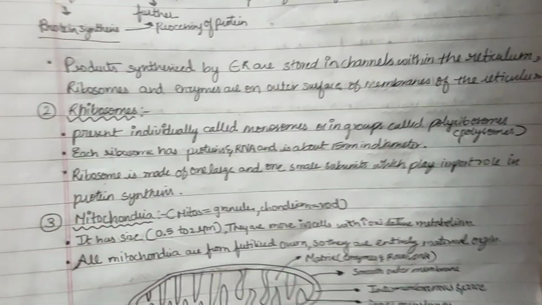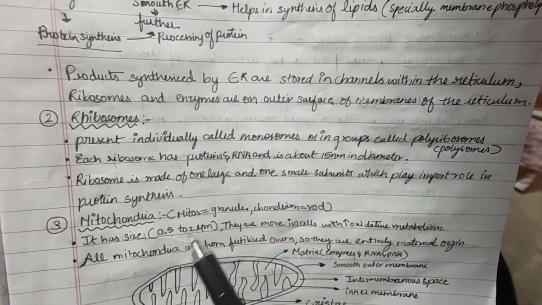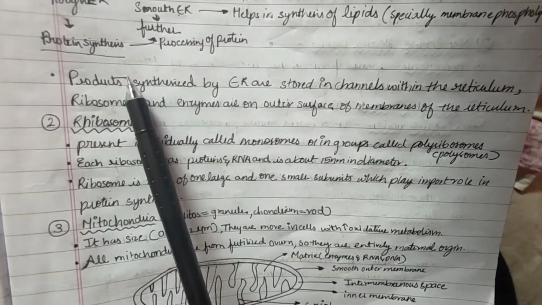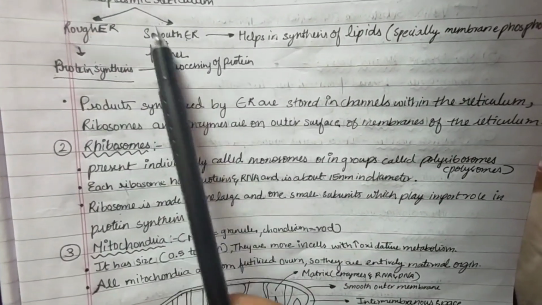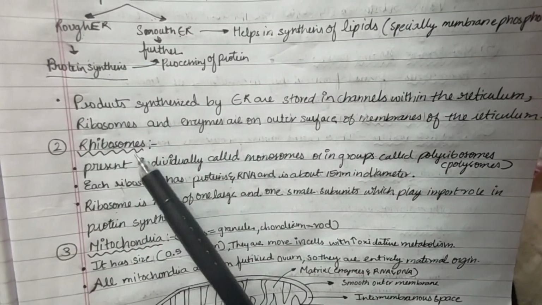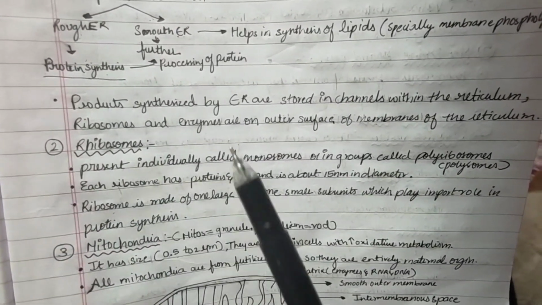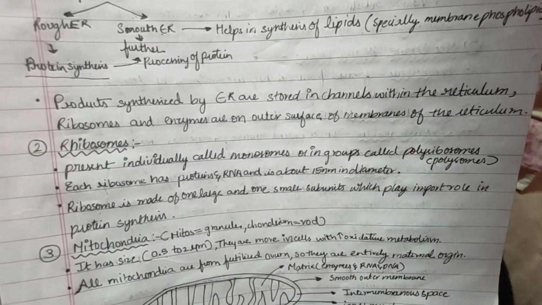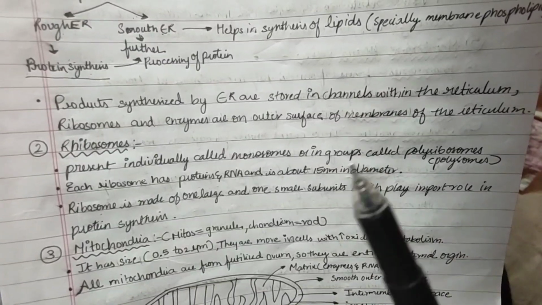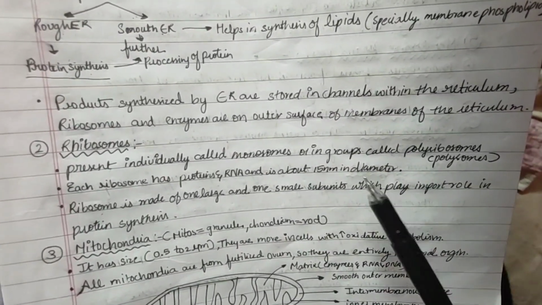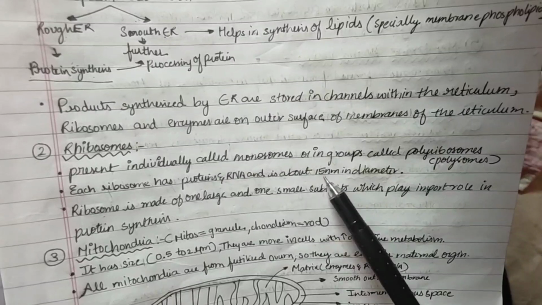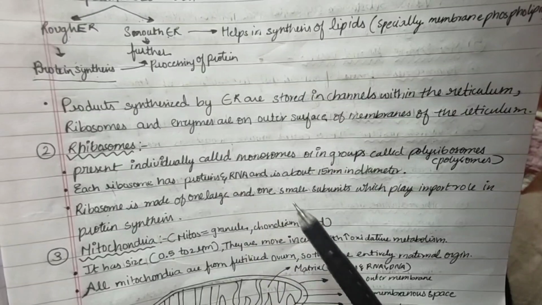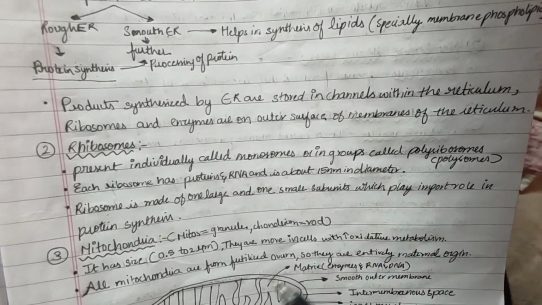Now the second organelle is ribosomes. They are present individually. As we saw already, ribosomes are present in rough endoplasmic reticulum. Besides that, they are also present in the cells individually or in groups. If they are present individually, they are known as monosomes, or in groups they are called polyribosomes or polysomes. Each ribosome has protein as well as RNA, and it is about 15 nanometer in diameter. A ribosome is made up of one large and one small subunit which play an important role in protein synthesis.